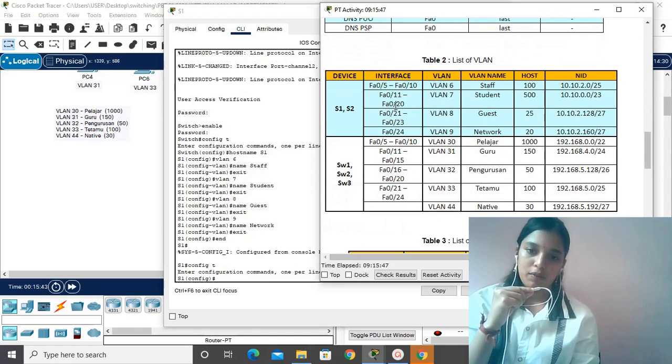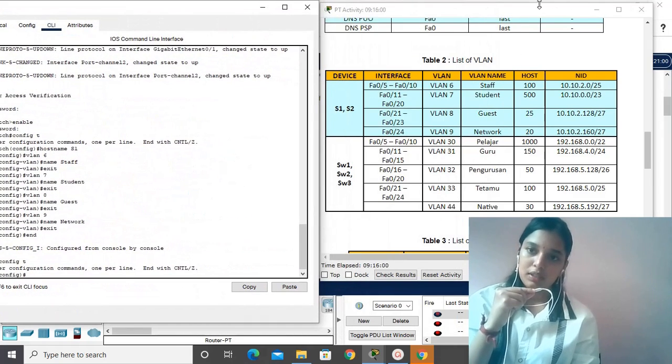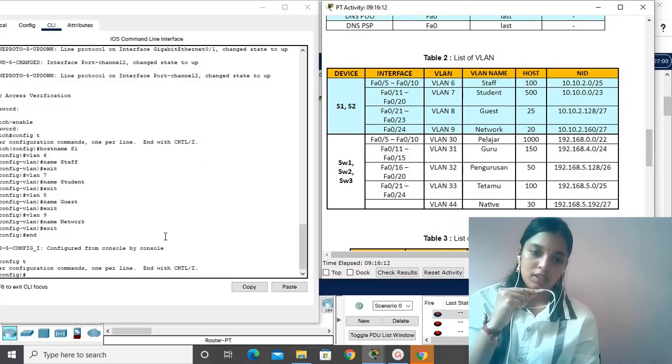So we should start with the list of VLAN. S1 and S2 interface. They have given the VLAN name, host and NID. So we start using the table. We put it like this to make it easy to type, so I just put this left and right to make it easy to type. The first I start from switch 1.